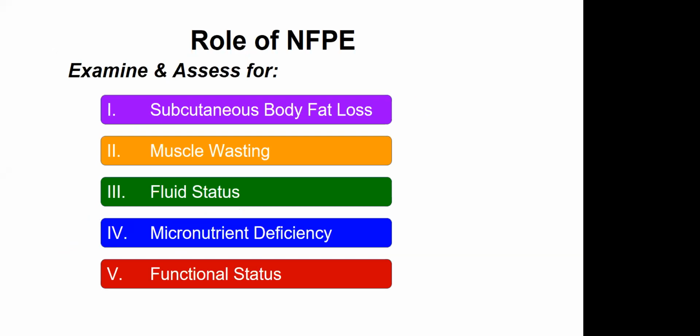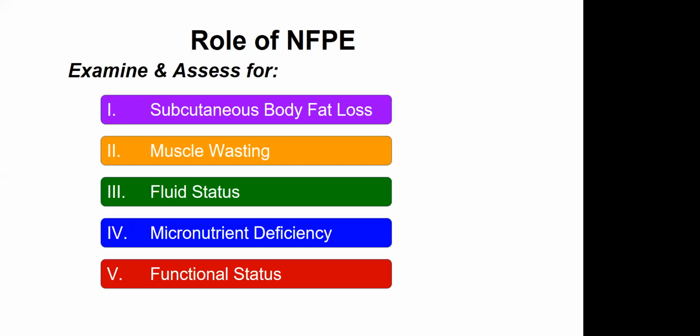So the role of nutrition focused physical examination, as you can see, is to elicit subcutaneous body fat loss, muscle wasting, fluid status, nutrient deficiency, and perhaps also the functional status. By functional status, I mean, are you able to elicit whether your patient is ambulant or non-ambulant? And in the actual sense, can they eat with or without assistance?